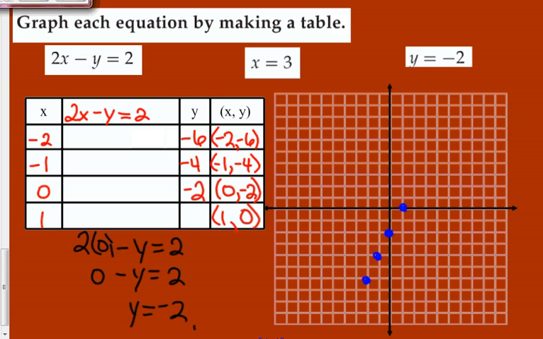If they don't line up in a straight line, then you made a mistake. Draw a line through it, arrows on each end, and you graph your line using an equation.